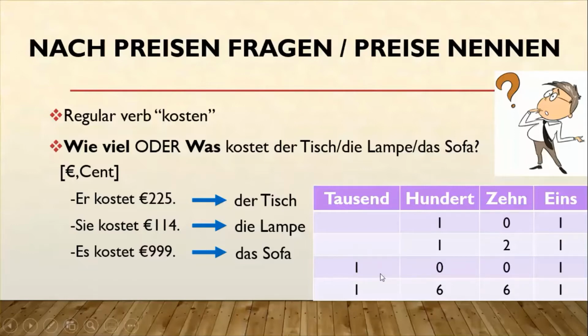And then it goes on 1001, etc. 1661. So if the number 1 is coming, it will be pronounced as eins, like in the first and the third row, but otherwise it will be 121, 1661.